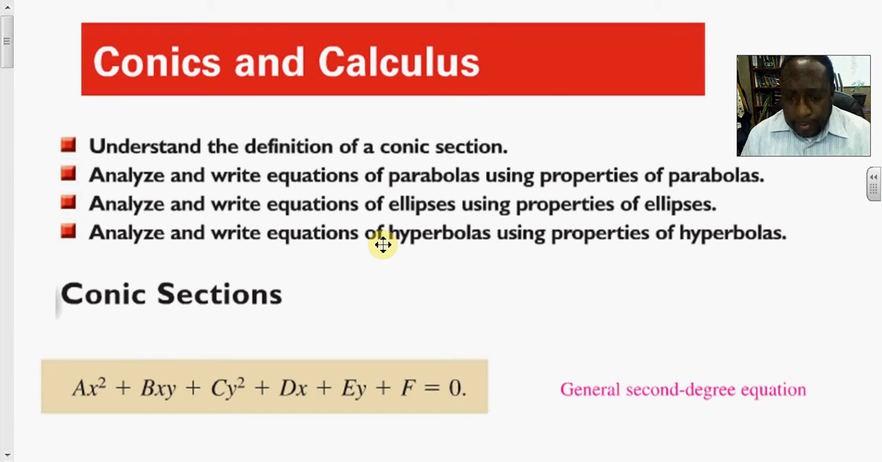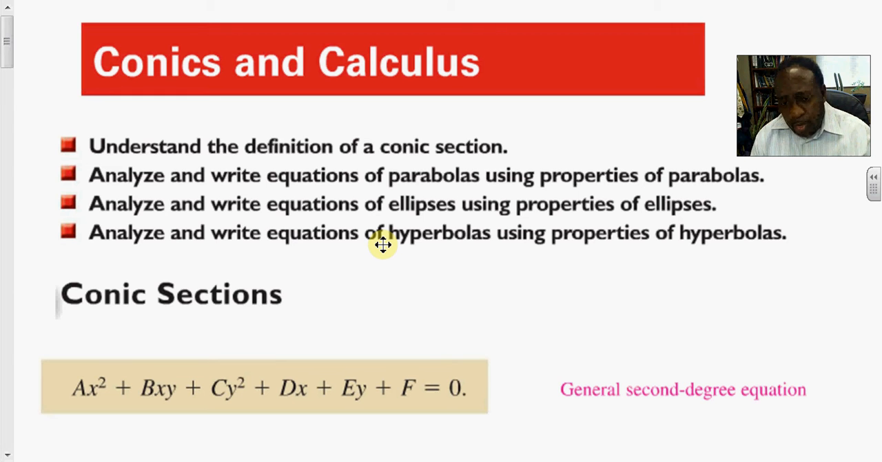In your earlier pilgrimage in mathematics, you have dealt with conics before: how to identify a parabola, its vertex, directrix, and those kinds of things, how to identify an ellipse, hyperbola, circles, how to graph.